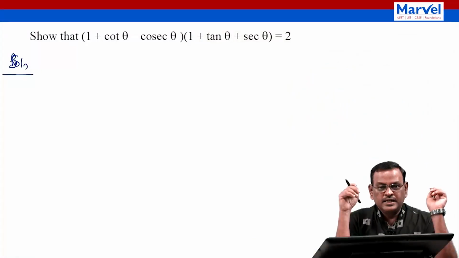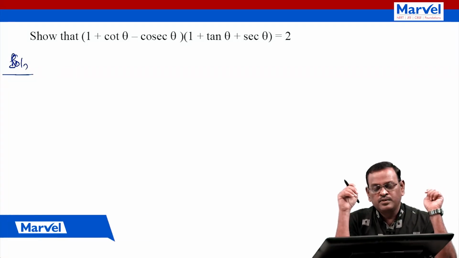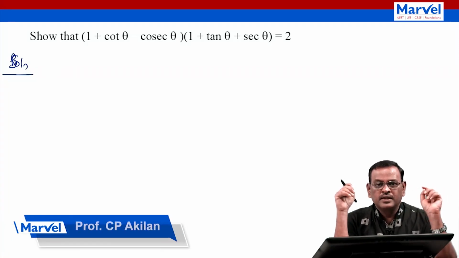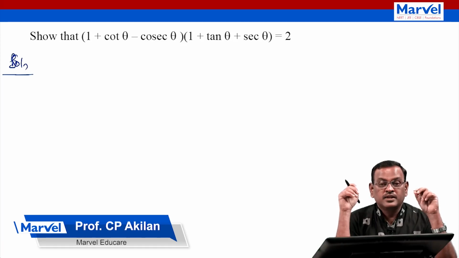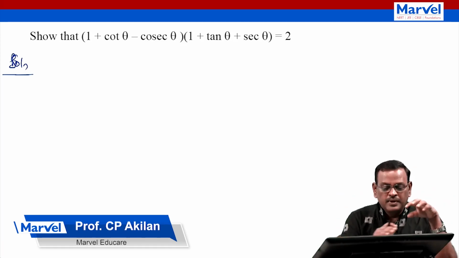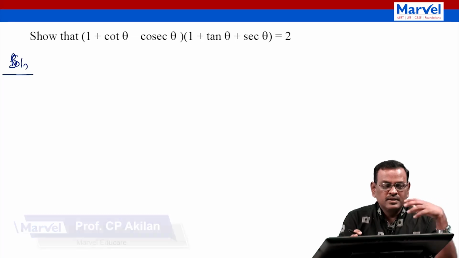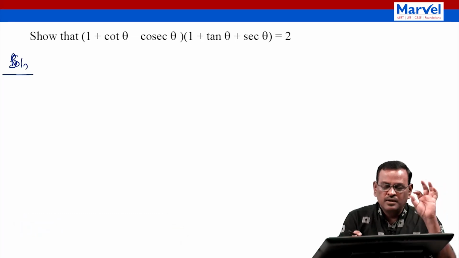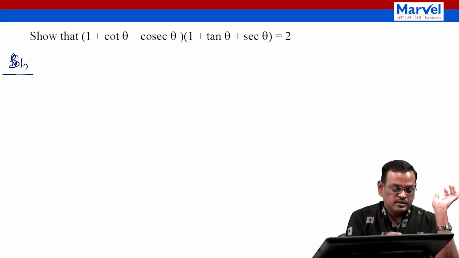1 plus cot theta plus cosecant theta into 1 plus tan theta minus secant theta equal to 2. This is one special method. Here I will apply that method called method of grouping. No need to multiply term by term. Whenever there are 3 or more terms, always apply the method of grouping concept.